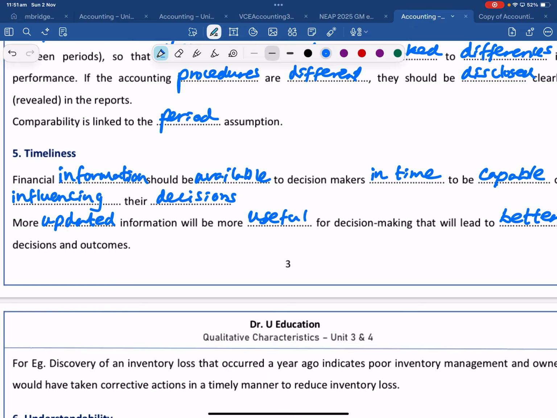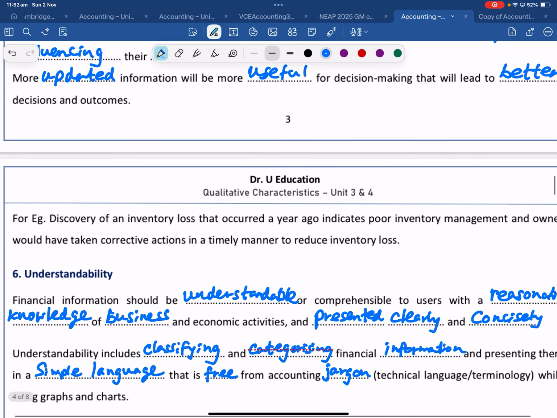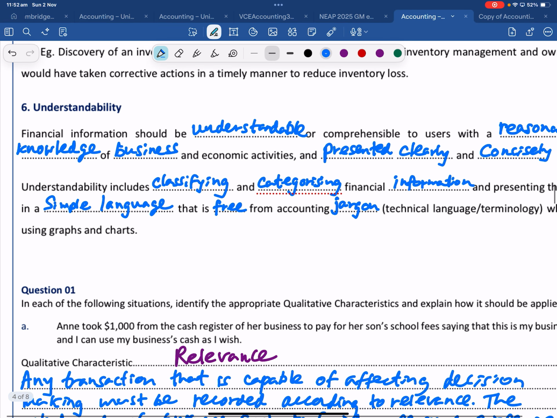Okay. And also this one talks about more updated information. We have to include more updated information in the decision making, so that it will lead to better decisions and results. So, let's say we are asking our parents to join our business, we can't give them financial reports from 5 years ago. No, it doesn't make sense, right? So we have to give more updated information.